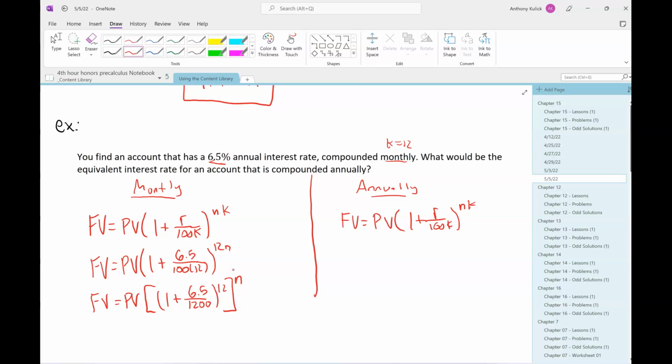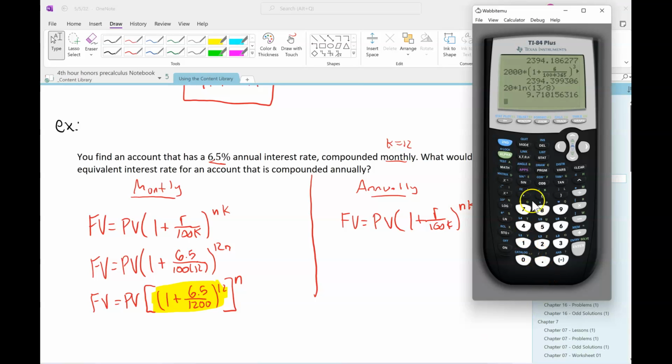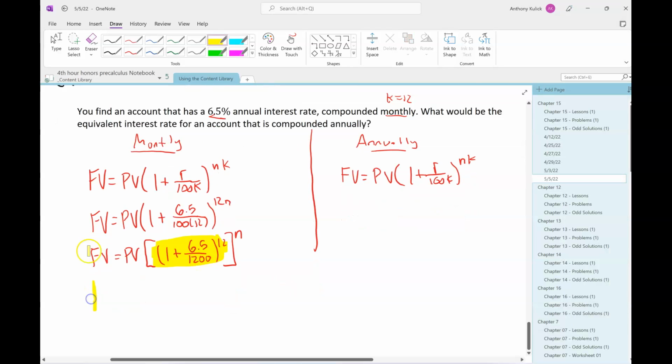No big deal, what I did there. We just used the exponent of an exponent property. What I'm going to do now is take the stuff on the inside and type that into my calculator. So I get about 1.067?